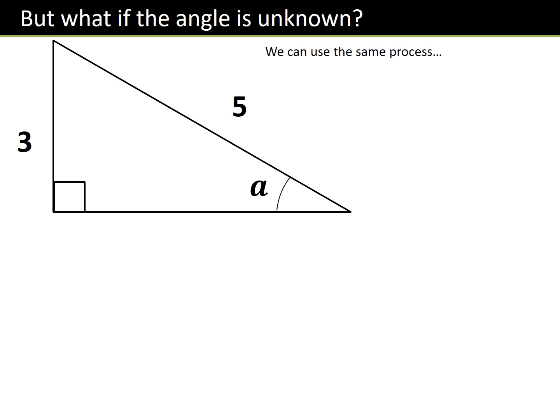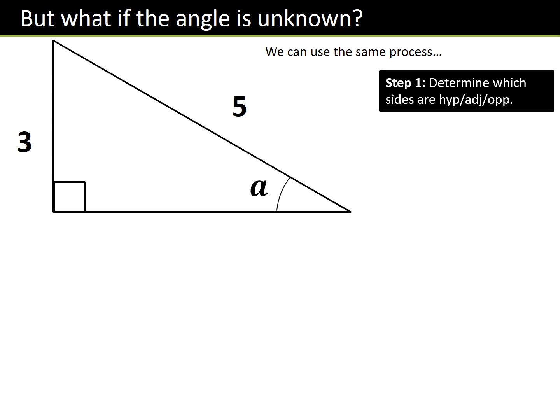So, what happens when we don't know the angle? Well, we're going to use exactly the same process as we used to finding the sides, and we're going to adapt it a little bit at the end. So the first thing we did was decide what the names of the sides were, determining which sides are the hypotenuse, adjacent or opposite. So my 3 is the opposite, my 5 is the hypotenuse.